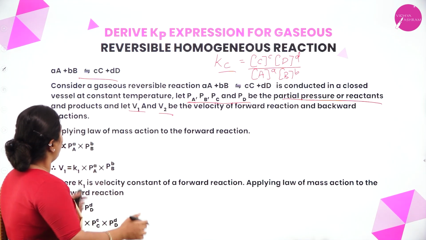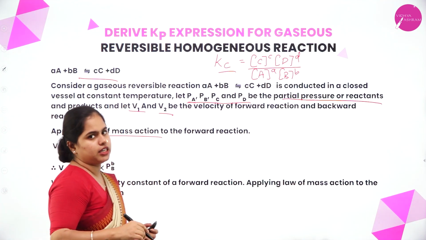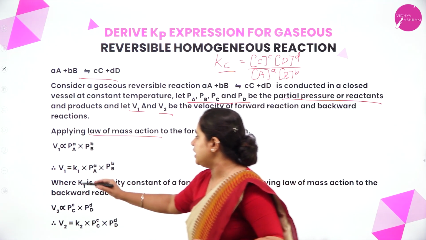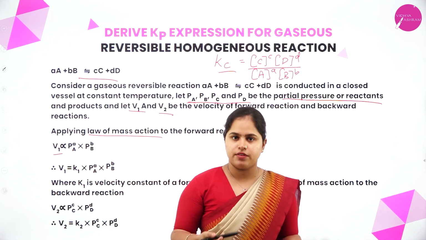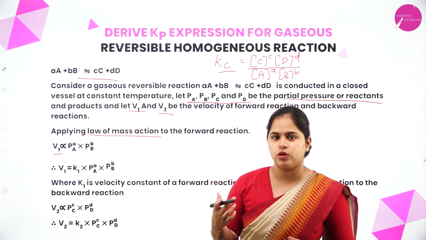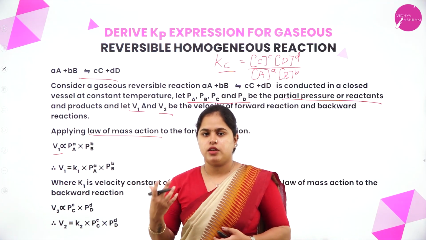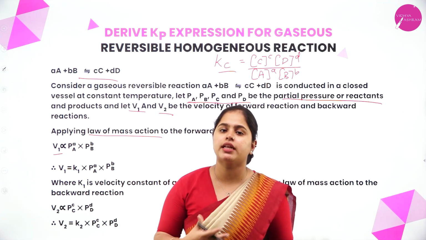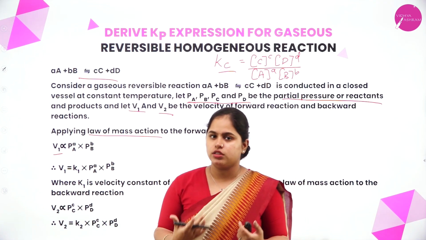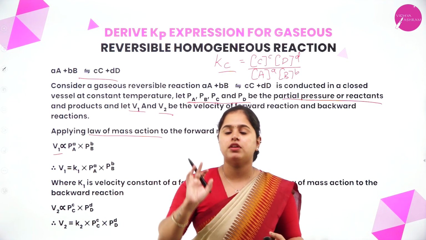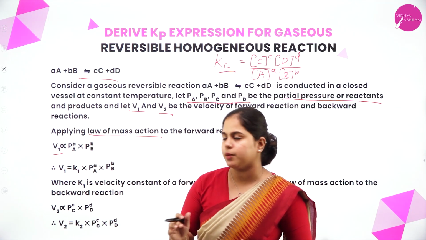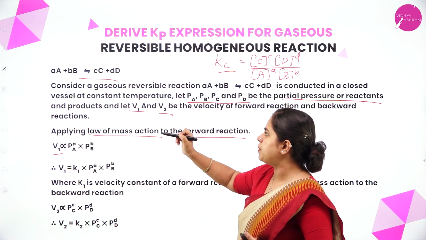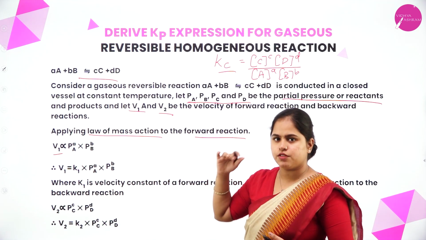Now, applying the law of mass action to the forward reaction. Law of mass action we have already studied in the last session. Here we are discussing in terms of velocity. So what did we study? The law of mass action: the rate of the reaction will be directly proportional to the product of the concentration of the reactants raised to the power which is equal to their stoichiometric coefficients. So first we are going to discuss the forward reaction, which is aA plus bB giving cC plus dD. That is the forward reaction.